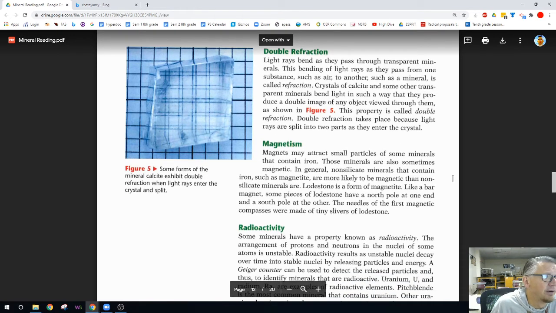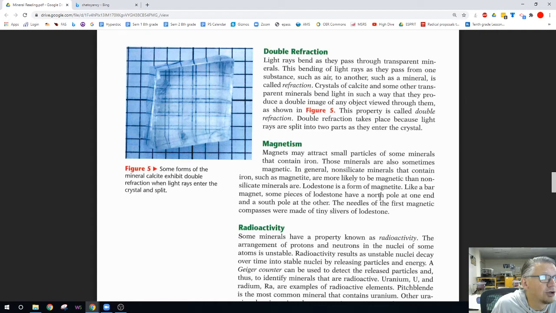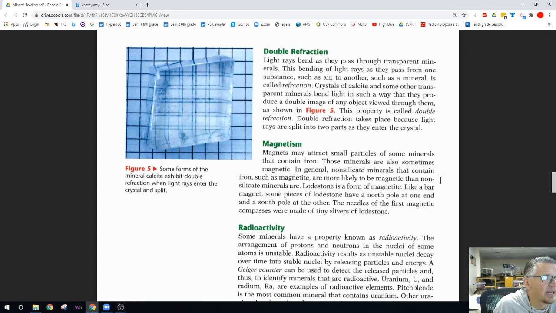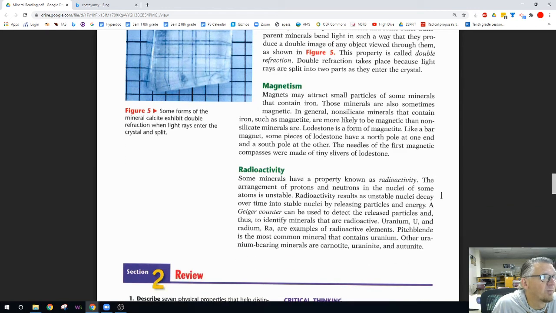Magnetism. Magnets may attract small particles of some minerals that contain iron. Those minerals are also sometimes magnetic. In general, non-silicate minerals that contain iron, such as magnetite, are more likely to be magnetic than silicate minerals are. Lodestone is a form of magnetite. Like a bar magnet, some pieces of lodestone have a north pole on one end and a south pole on the other. The needles of the first magnetic compass were made of tiny slivers of lodestone.